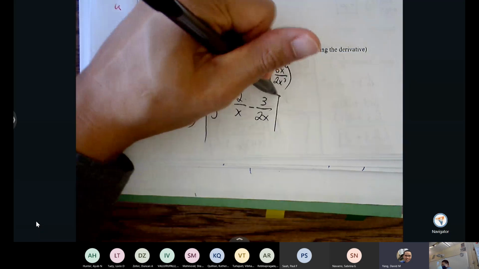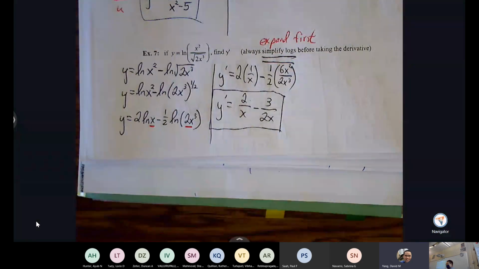I'm not going to ask you to find a common denominator. If you can reduce your fraction relatively well, then that's good enough. Okay, any questions here?